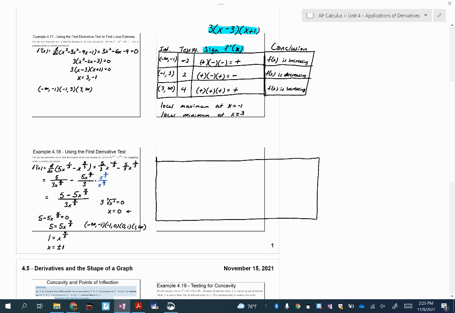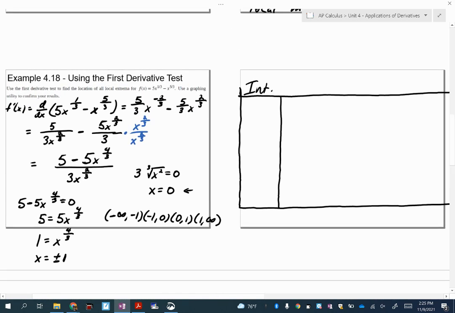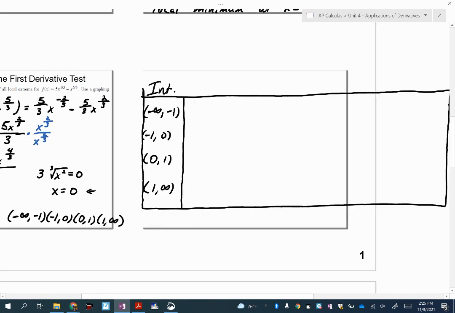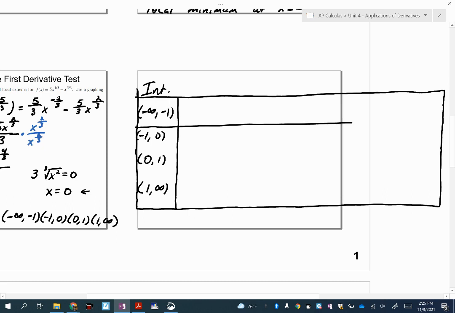Okay, so we have our intervals. Let me write those down. So -infinity to -1, -1 to 0, 0 to 1, and then 1 to infinity. So those are the 4 intervals that I'm going to be testing.